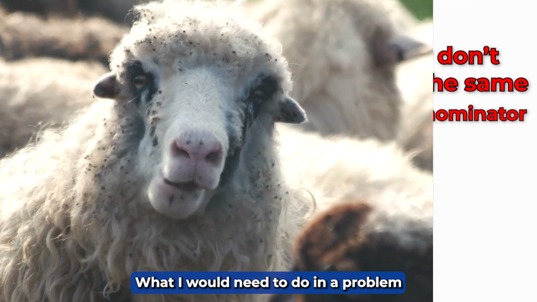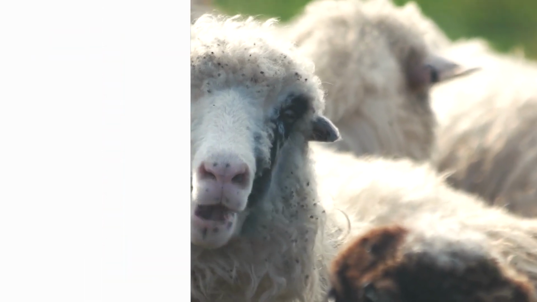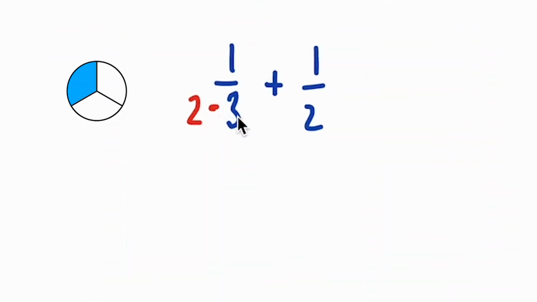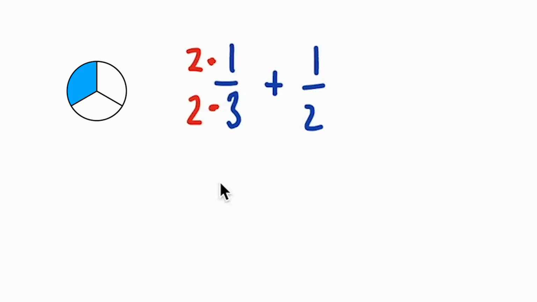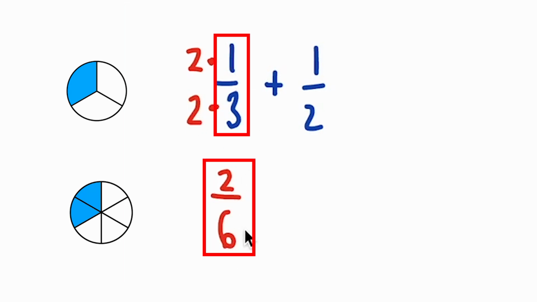What I would need to do in a problem like this is I'd say, well, hey, I could multiply this 3 by a 2 on the bottom, and I'd have to multiply this fraction by a 2 on the top because that will preserve the value of the fraction. This is 2 over 2. That's 1. Well, then this fraction could be written as 2 times 1 is 2 over 2 times 3 is 6. So I could rewrite 1/3 as 2/6.